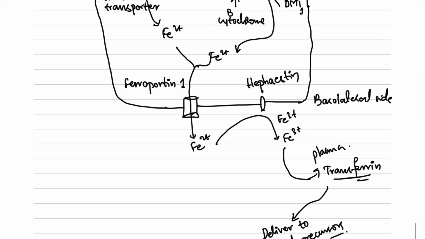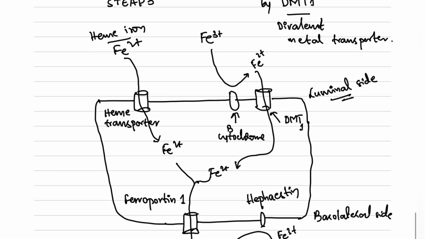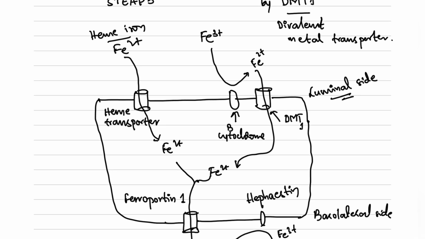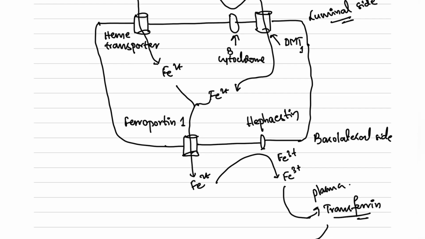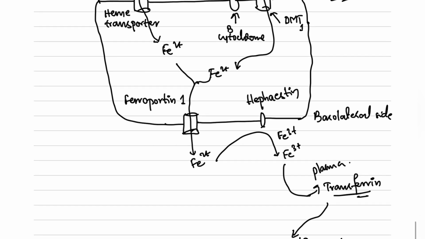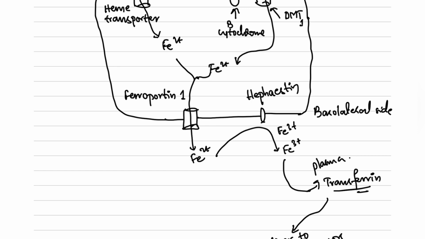So this is the normal absorption of the iron. Whenever we take iron, it's in the form of Fe3+. It is converted to Fe2+ by the B cytochrome. Fe2+ is taken inside the cell by the DMT1, that is the divalent metal transporter 1. Then we have the direct heme iron, that is Fe2+ entering the cell through the heme transporter. This Fe2+ is taken from inside to outside by the ferroportin 1, and Fe2+ is converted to Fe3+ by hepcidin. This Fe3+ binds with the transferrin in the plasma and is transported to the erythroid precursors for the hemoglobin synthesis.